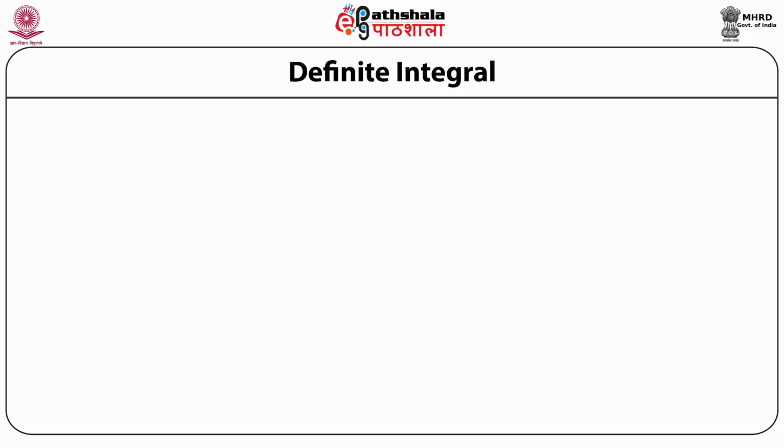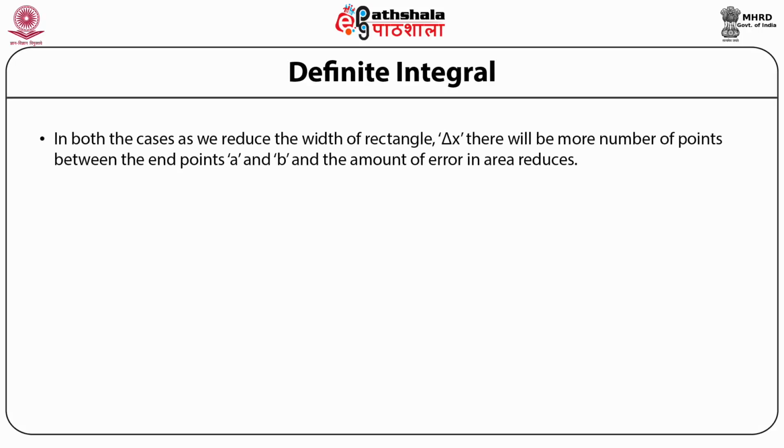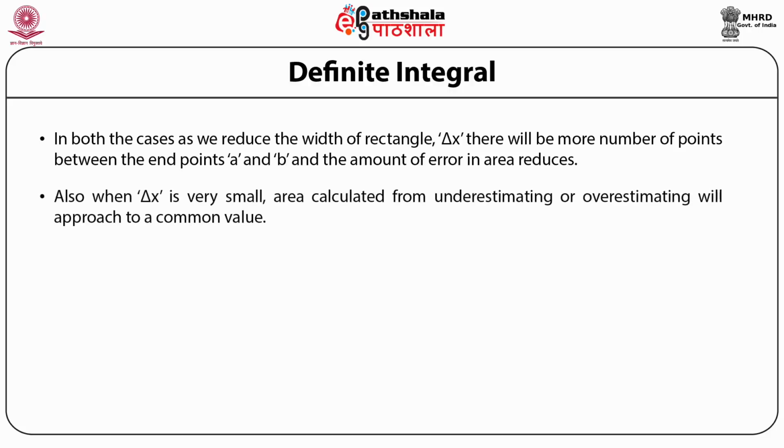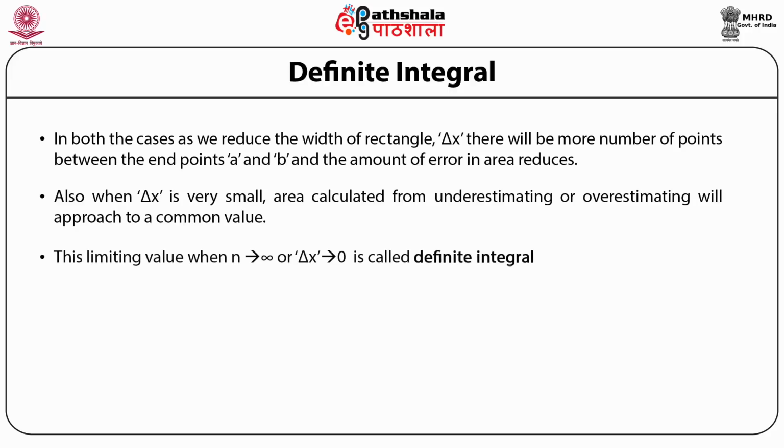Definite integral. In both the cases, as we reduce the width del x, there will be more points between the endpoints a and b, and the amount of error in area reduces. Also, when del x is very small, the area calculated from underestimating or overestimating will come to a common value. This limiting value, when n tends to infinity or del x tends to 0, is called the definite integral.